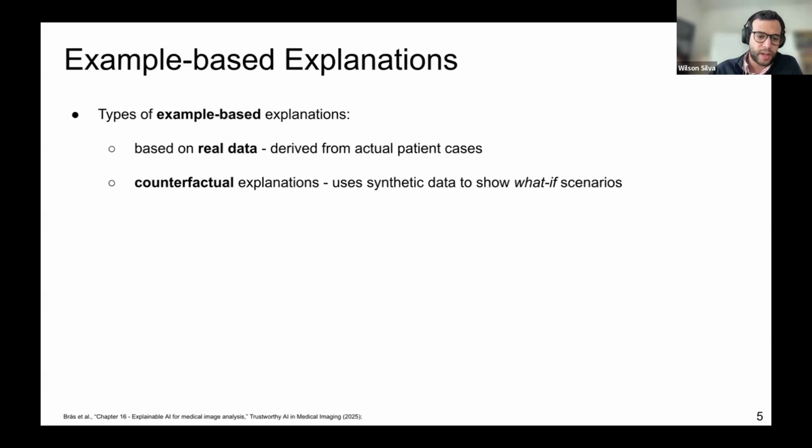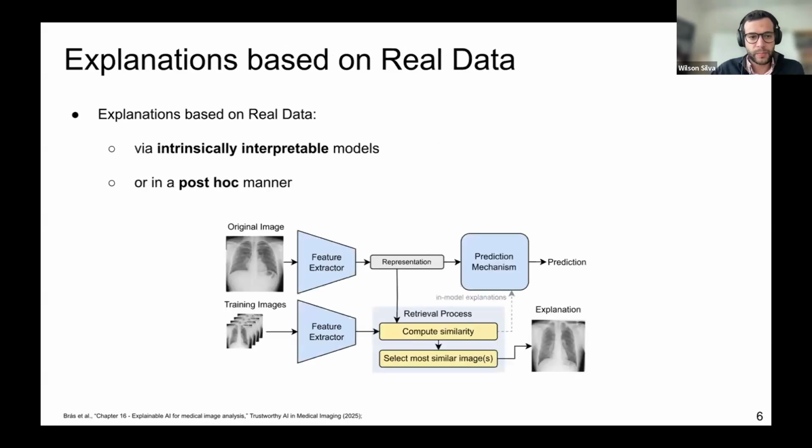In this type of explanation, we can think of two different subtypes. We can provide explanations based on real data, meaning based on images that were acquired from real patients. And we can also have counterfactual explanations, where we use AI to generate synthetic images that allow us to understand the what-if scenarios. So if something was different, how would this image look? This also helps us explain model decisions.